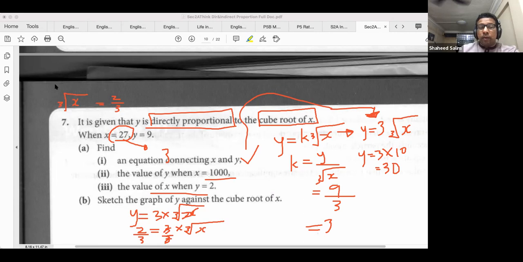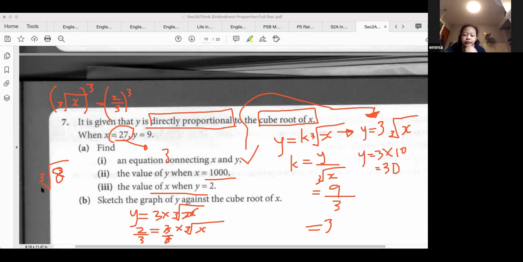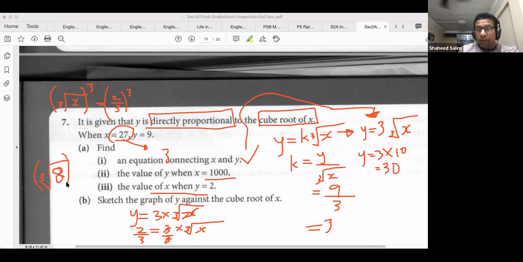How to get rid of this cube root? You cube it, and you must also cube this side. You're confused by this, right? So let's say I have 8. Cube root of 8, what's the answer? 2, right? Then I'm going to cube it. You cube root 8 first, after that cube it. You get back 8. If you have a cube root and you cube it, the whole thing disappears and you get the X. Can you see that?